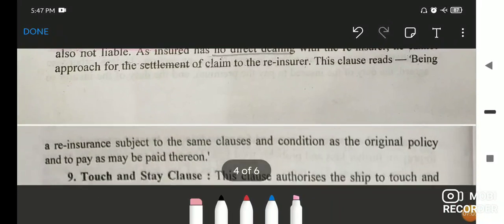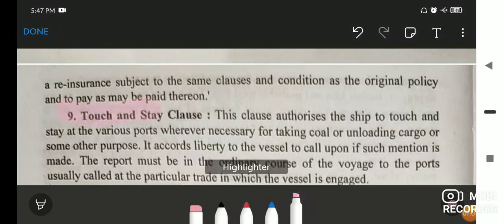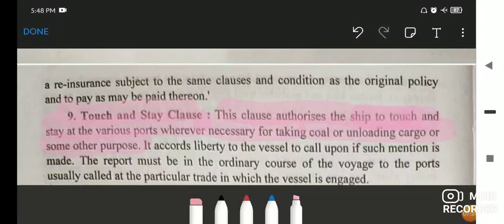Next is the touch and stay clause. This clause authorizes the ship to touch and stay at various ports wherever necessary for taking coal or unloading cargo or some other purpose. Now for example, the ship is on its route but it had to stop somewhere for the purpose of taking coal or for the purpose of loading or unloading of cargoes.